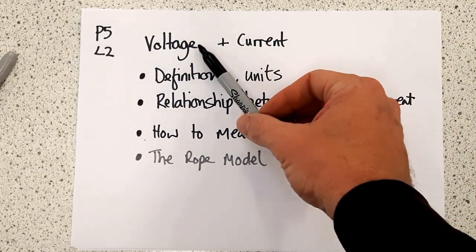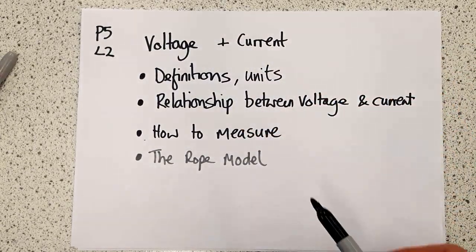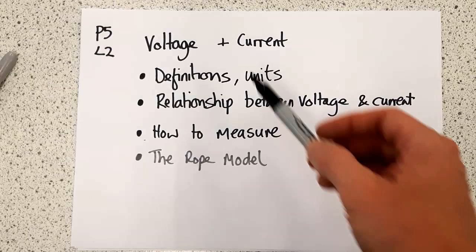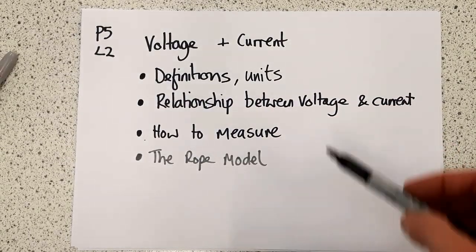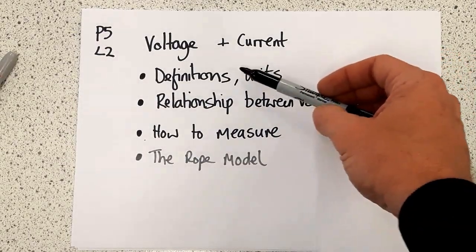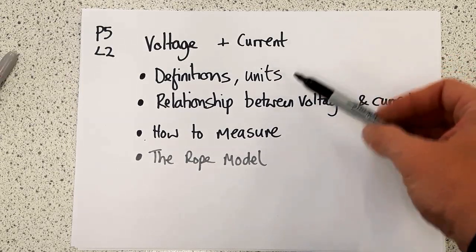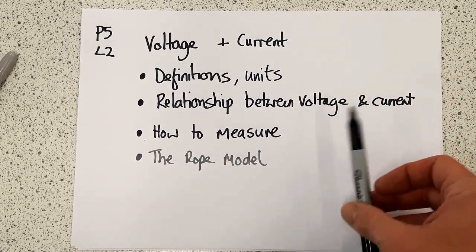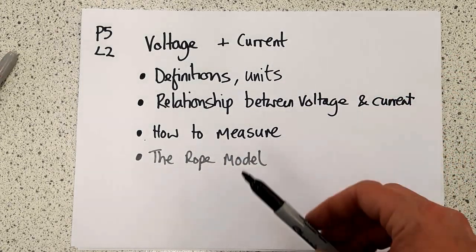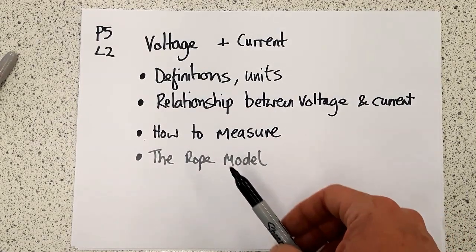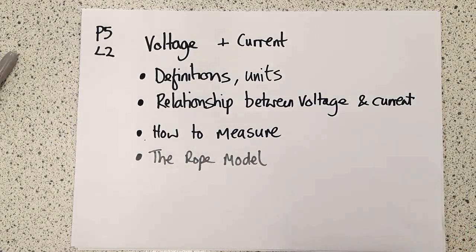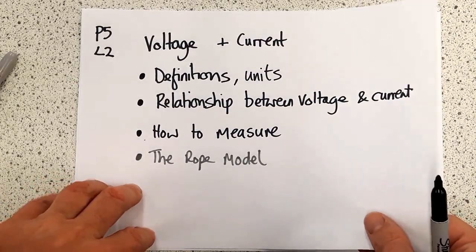This video deals with voltage and current, two of the key ideas for circuits along with resistance. In this video we're going to look at the definitions of both voltage and current, the units, the relationship between them, how you measure them, and introduce you to a model called the rope model, which is a very powerful tool in visualizing what goes on in a circuit. Right, let's get started on the definitions then.